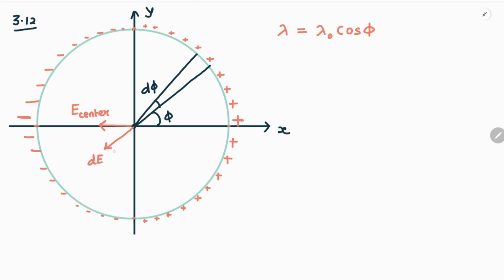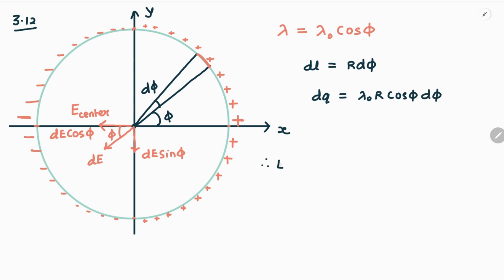So over here, if I consider the electric field due to the elemental charge, which we consider as dE, and this angle is phi, then this component will be equal to dE cos phi, and the other component will be dE sin phi. The value of dE sin phi will eventually turn out to be 0. So if we are calculating the electric field at the center, the first thing we have is the length of this part. The length of this part equals r d phi, and the charge dq is equal to lambda naught r cos phi d phi.